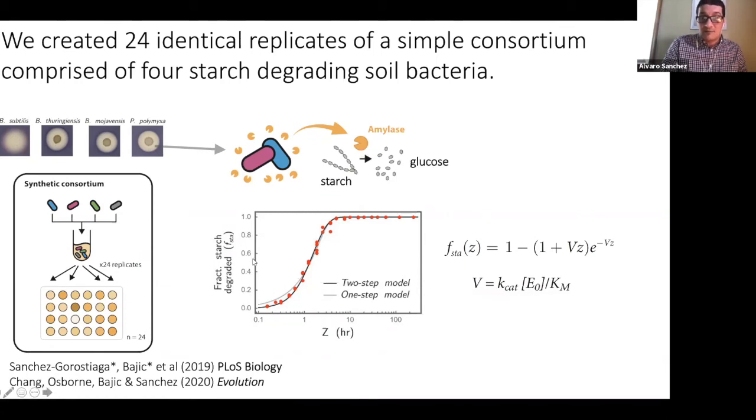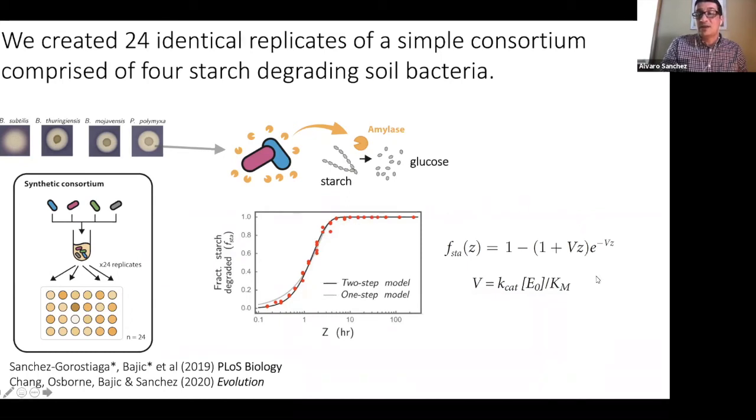This is what I'm plotting here: the fraction of starch degraded by the enzymes released by one of these, in this case Bacillus subtilis, right? We took the enzymes they secrete, incubated them with starch, and measured the amount of starch in the medium as a function of time. This is the fraction of starch that has been degraded, right?